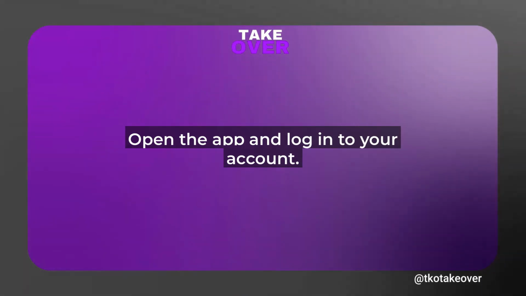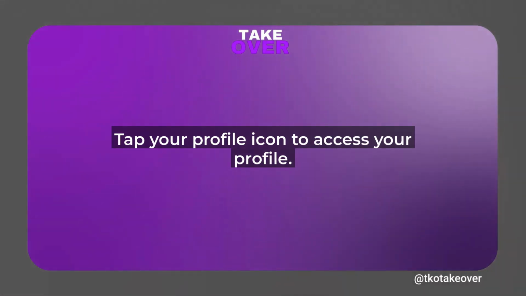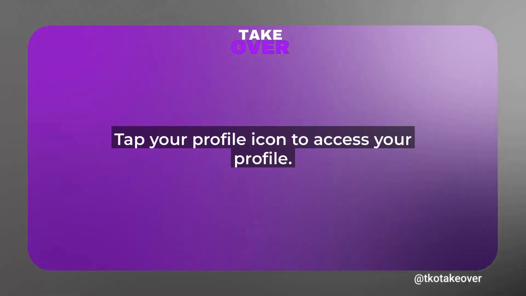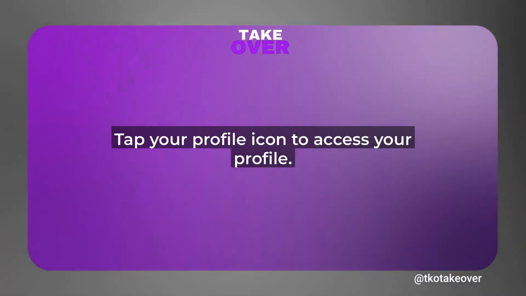Open the app and log in with your account. Once you're in, tap on your profile icon in the top left corner. It's usually your Bitmoji or avatar. This will take you to your profile page. From there, scroll down and select My Stories or the specific story you want to check.